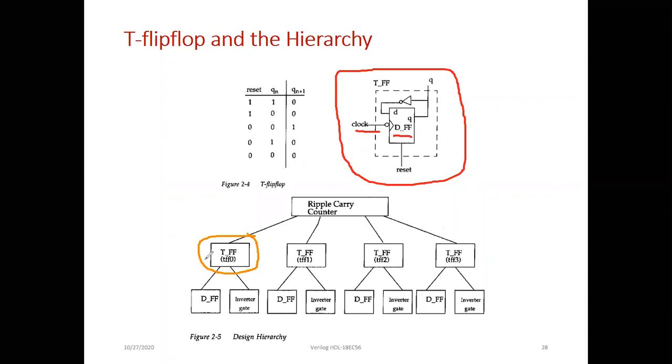Now you see the hierarchy. The T flip-flop consists of what? One is the D flip-flop. The other one is, we have one NOT gate also. So the inverter gate. So every T flip-flop consists of a D flip-flop and the inverter gate.